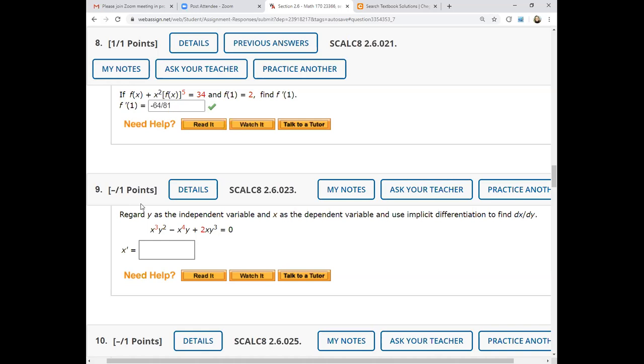So that would be x cubed. Now I need to take the derivative of the second one, and that one doesn't have any, so that's just going to be 2y.